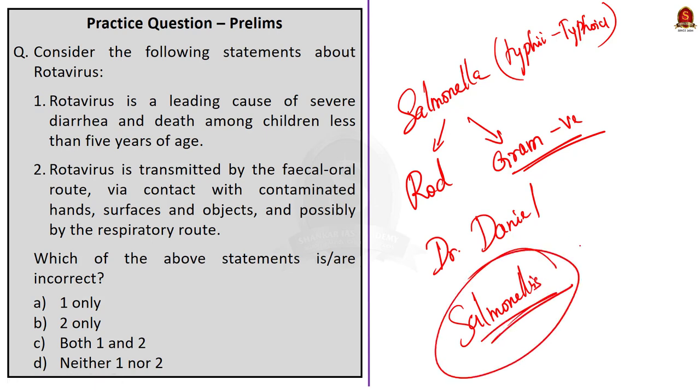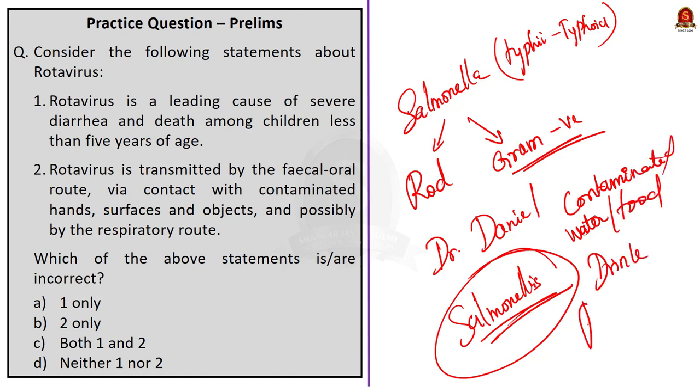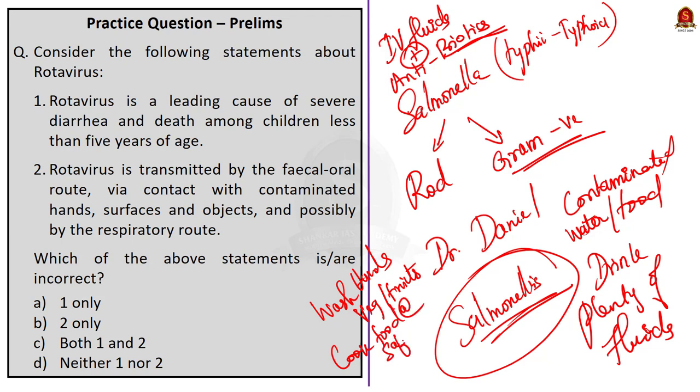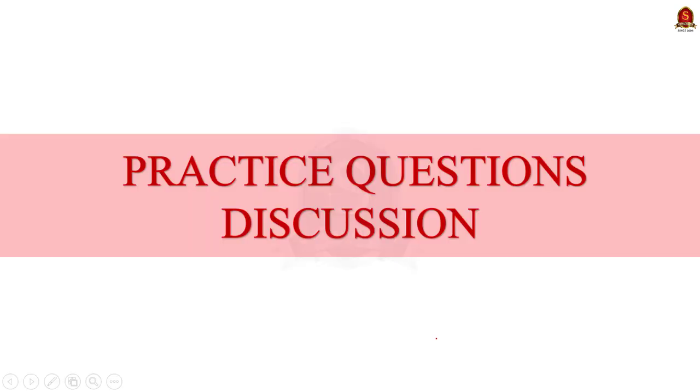We saw about the transmission of salmonella, which can be transmitted to humans through contaminated food and water. And the treatment for this infection is to drink plenty of fluids to replace the fluid lost by diarrhea. If the infection is lasting more than a week, the person should be treated with intravenous fluids and antibiotics should be taken. And finally, we ended our discussion by seeing some of the preventive steps, which includes washing hands regularly with soap, washing fresh vegetables and fruits thoroughly before eating, and cooking foods at recommended safe temperatures. And with these points in mind, now let us move on to the next part of our discussion, that is the practice prelims question discussion.